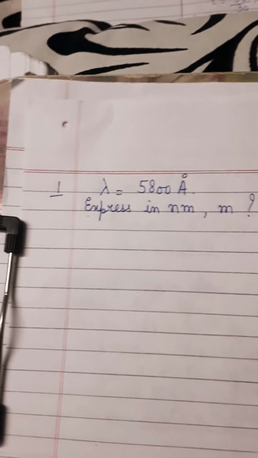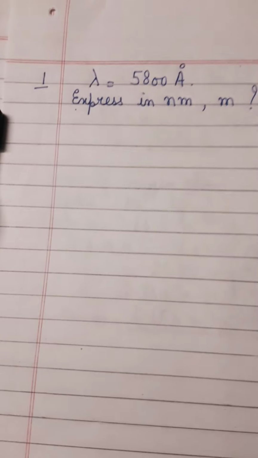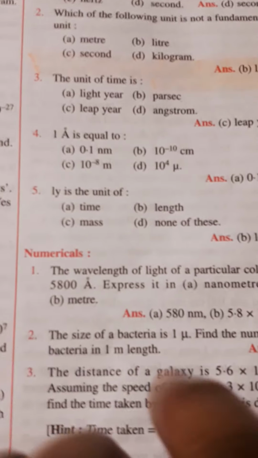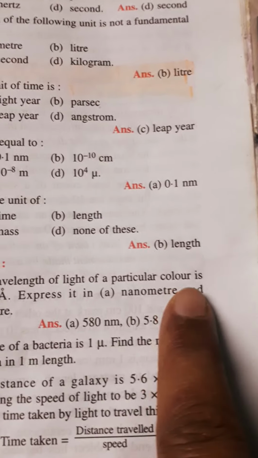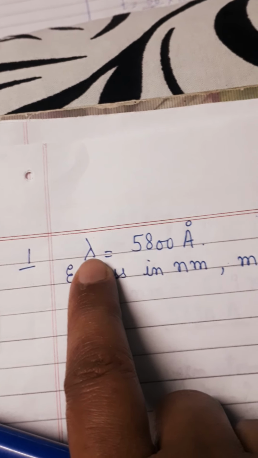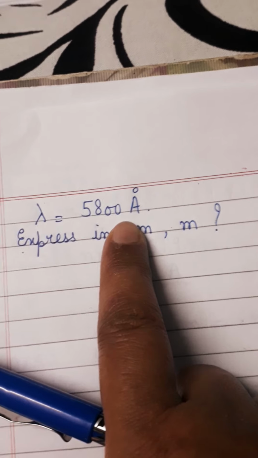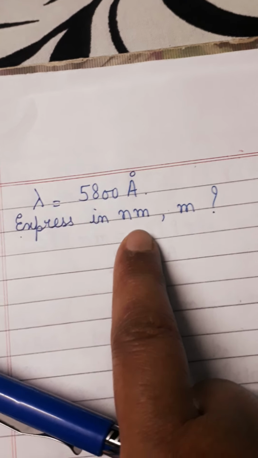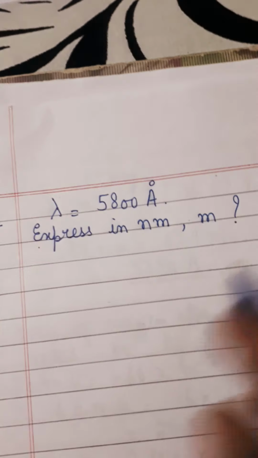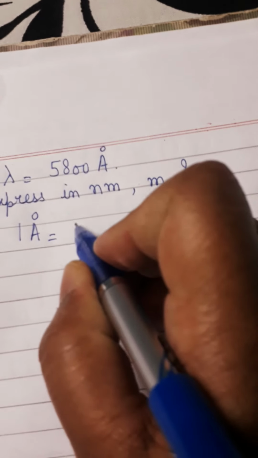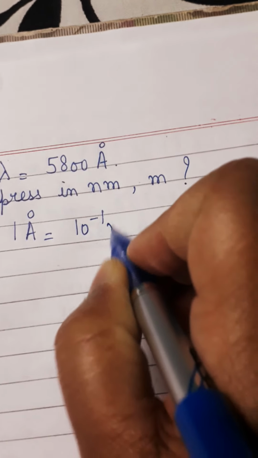Now for convenience, what have I done? I have already readied the data for you. Here in the first numerical problem, it is given that, see here I am reading it out, the wavelength of light of a particular color is 5800 angstroms. So remember children, wavelength is denoted by lambda. It is 5800 angstrom, and we need to express it in nanometer and meter. That's the question. Now how do we go about it? We first write down 1 angstrom is equal to, let's see the relation, 10 to the power minus 1 nanometer.